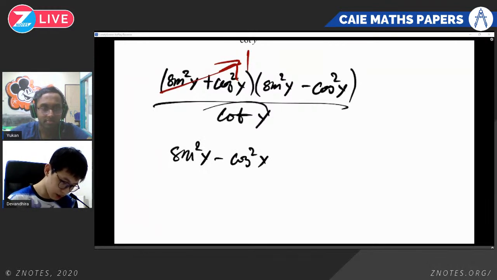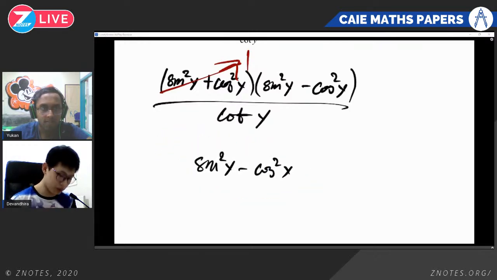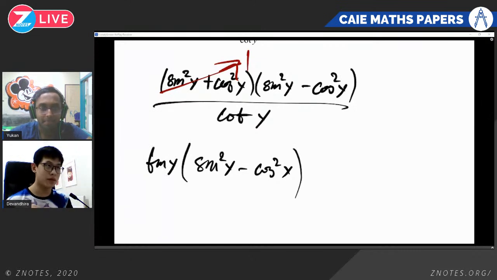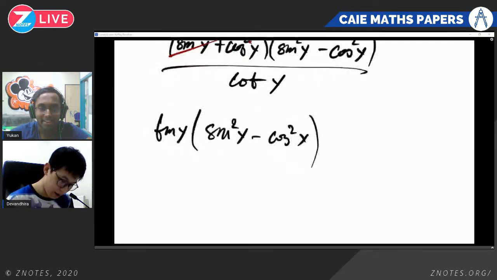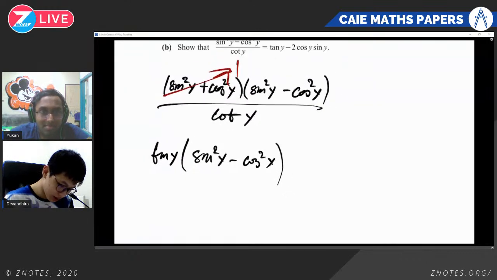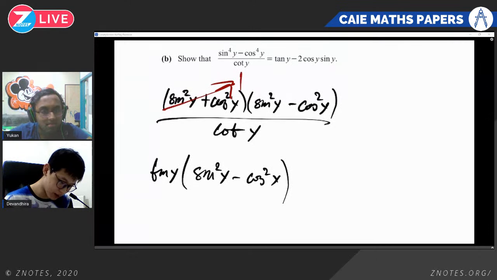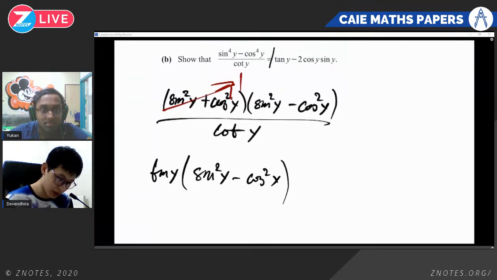And I want to simplify this cot y a bit. When cot y is at the bottom, it just becomes tan y, correct? Yep. When you put it back up, it just becomes tangent of y. Now, we're almost ready to expand this, but if we expand this, we don't have a sine square y here, right? Yeah, so what should we do?